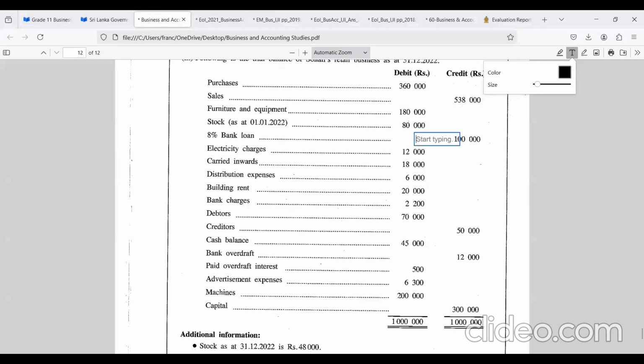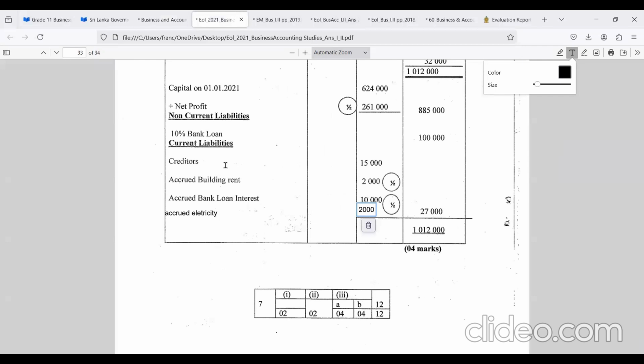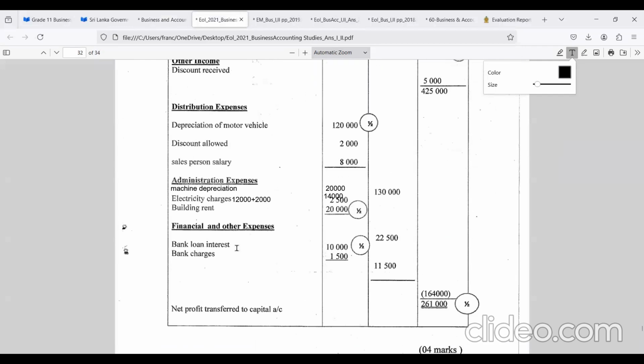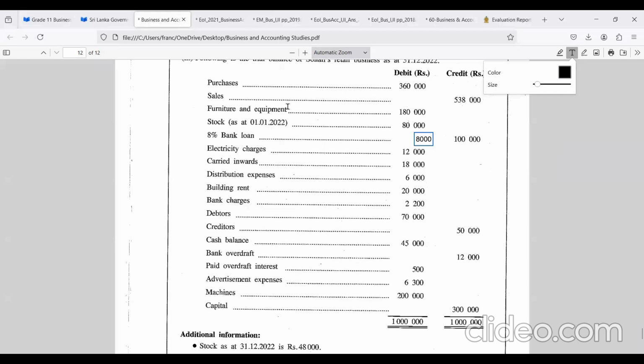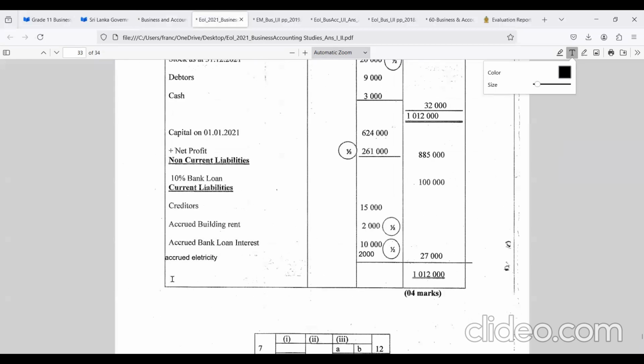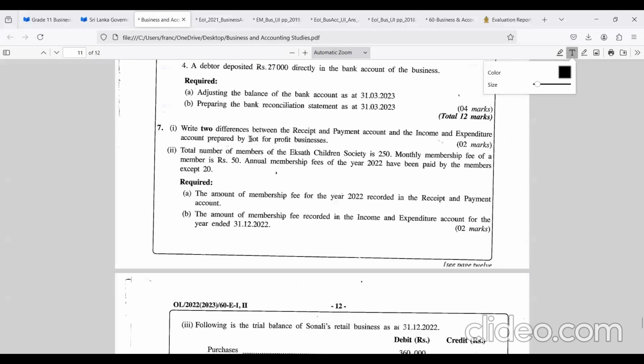You have a hidden adjustment here as well, right? 8% bank loan. So it means 8,000. Record that under finance expenses. Bank loan interest 8,000. Go to the P&L and trial balance and see if there is any bank interest paid. No, it means this whole 8,000 is payable. So under accrued bank loan interest, 8,000 rupees, right?